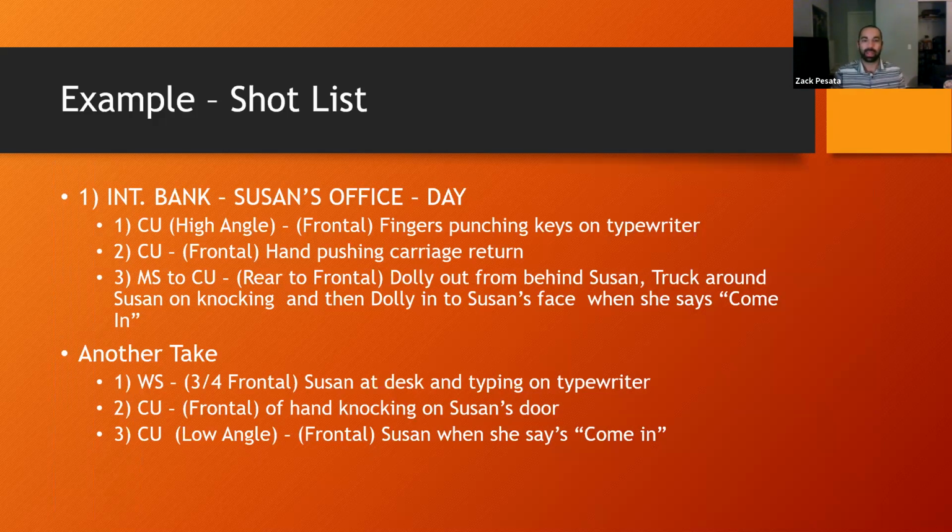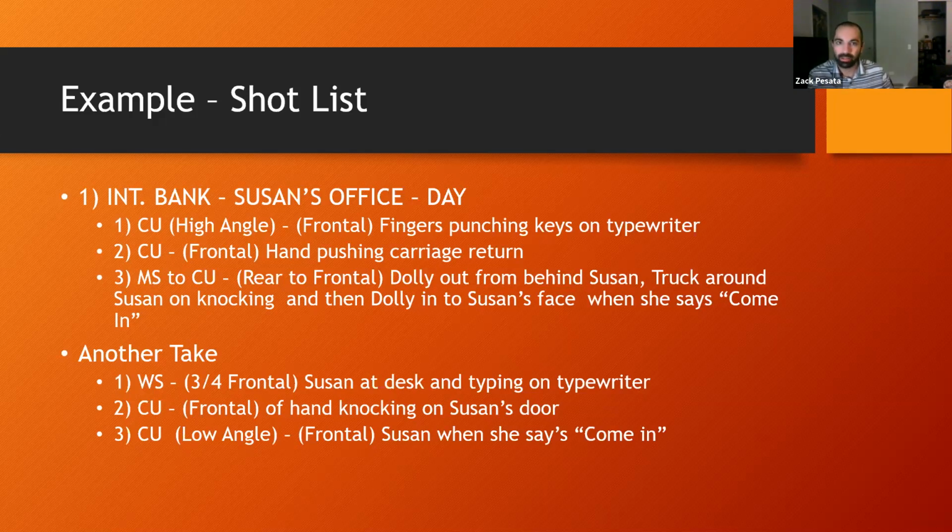But I have interior of Bank Susan's office, shot number 1, close up, high angle, frontal, fingers punching keys on typewriter. Shot number 2, close up, frontal, hand pushing carriage return. That's the little cha-ching thing on the typewriter. Shot number 3, medium shot to close up, rear to frontal. So now I'm offering some camera movement. So I'm saying we dolly out from behind Susan, truck around Susan on knocking, and then dolly into Susan's face when she says, come in.